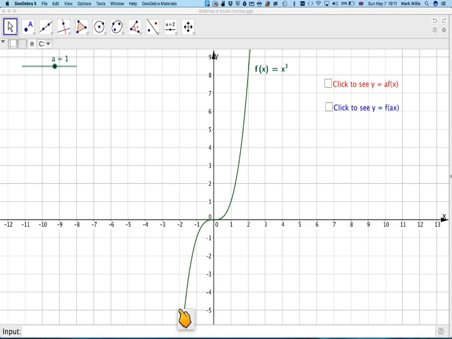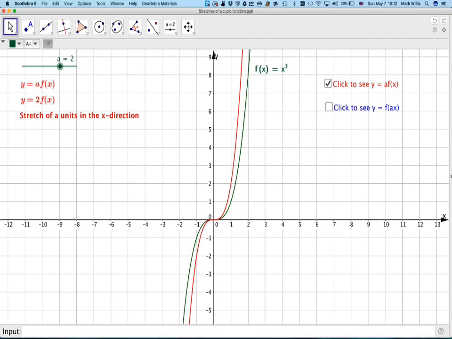So here I have a basic graph of f of x equals x cubed. If I click the red one here, I get a f of x, where in the first case a is 1, so it's just the same as y equals x cubed. So this is a stretch of a units in the x direction. If I make a 2, like in the question, you can fine tune it with the arrow, then we can see what has happened here.